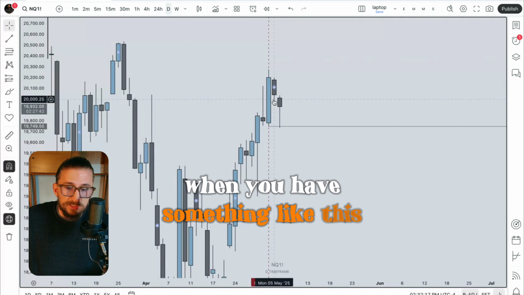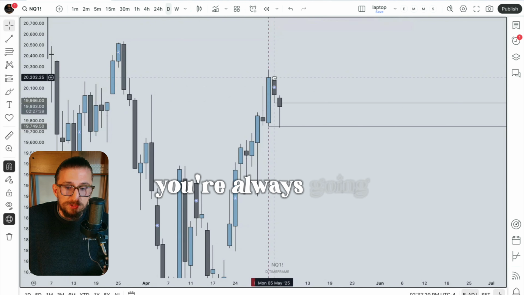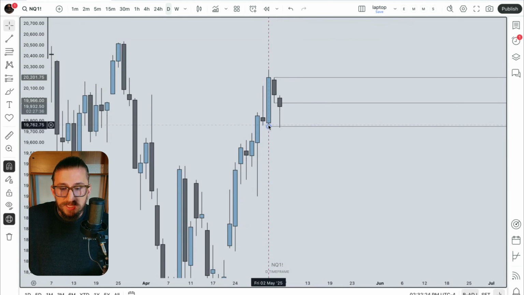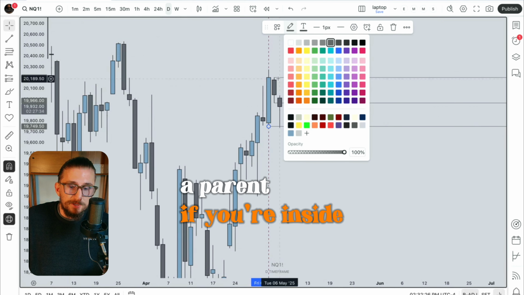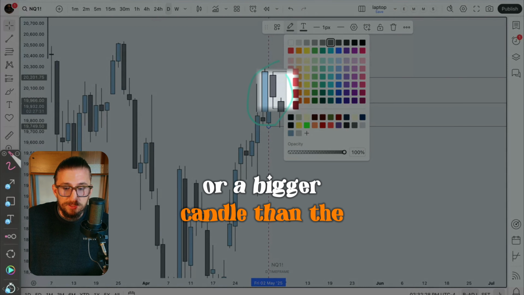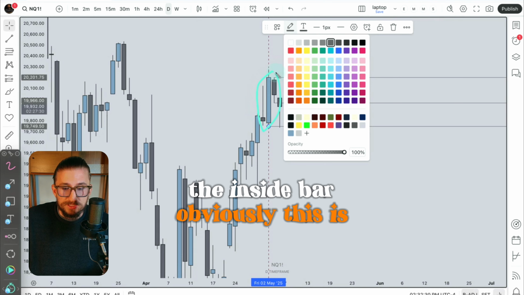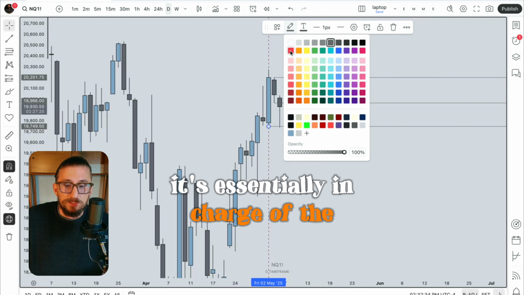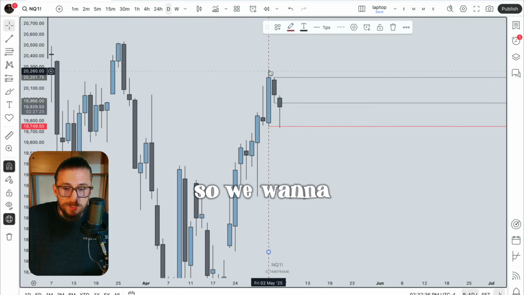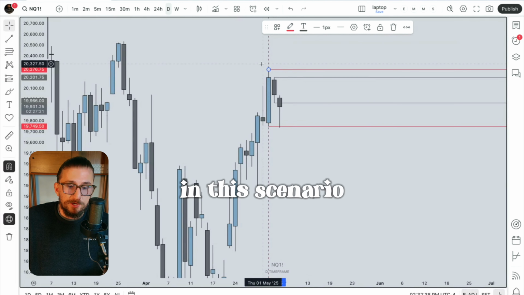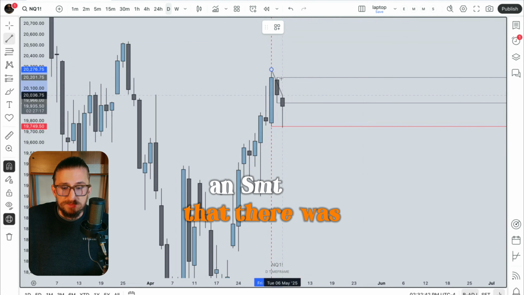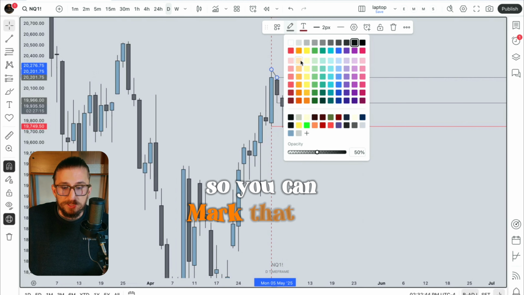When you have something like this, an inside day break, you're always going to need to know prior day high, prior day low. So you go ahead and annotate those, as well as if you're inside a parent candle or a bigger candle than the inside bar, obviously this is a parent candle, right? Because it's essentially in charge of the little candle. So we want to know the high and low of that. However, in this scenario, we didn't need to know the high all that much because we noted that there was an SMT up here. So you can mark that out as well.